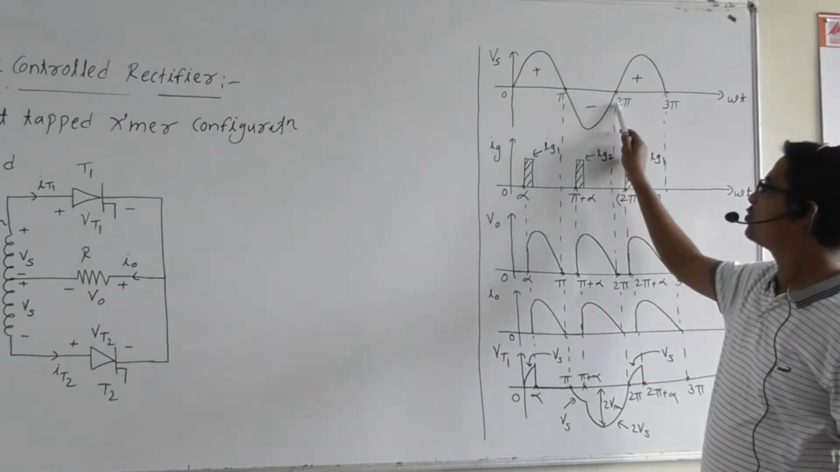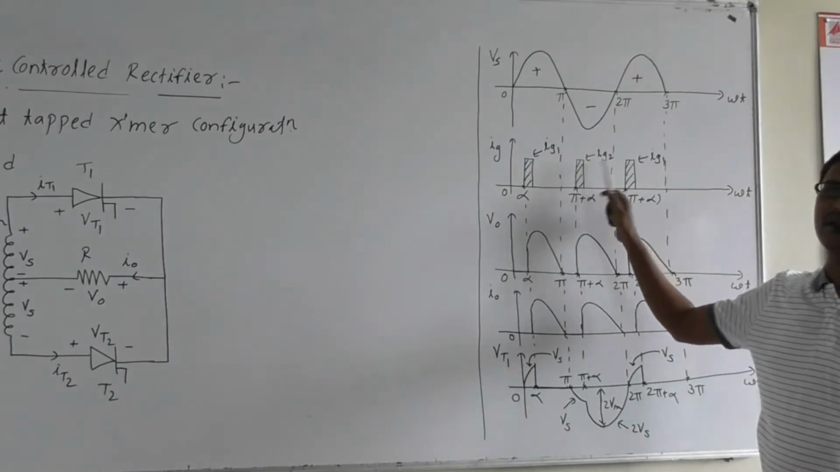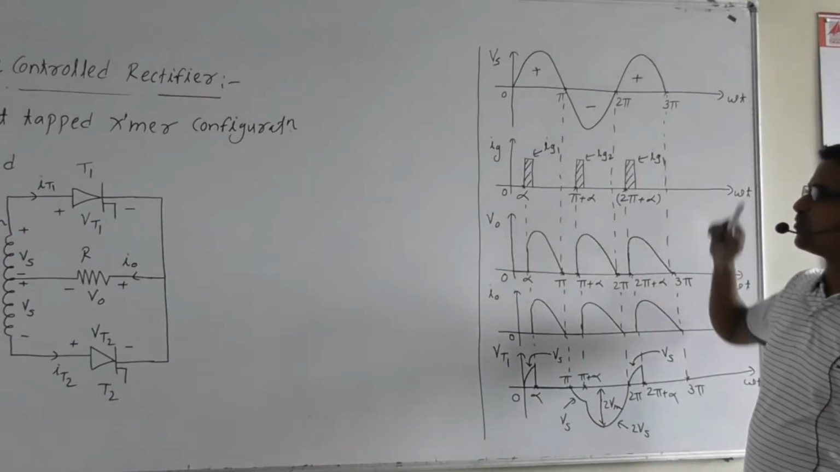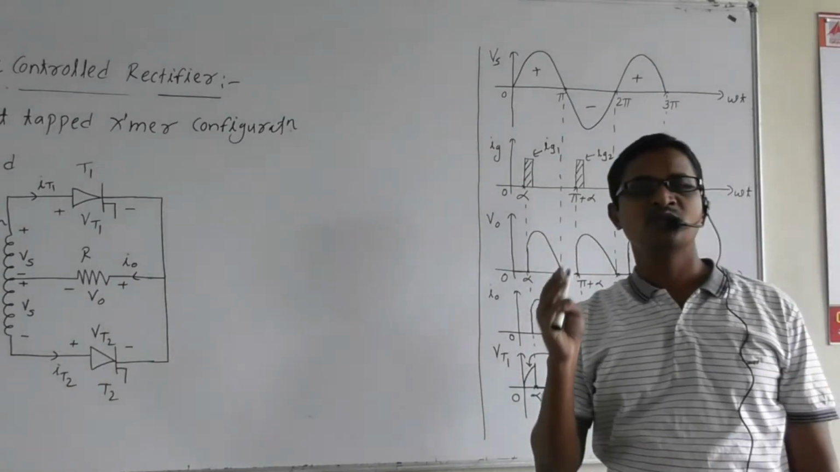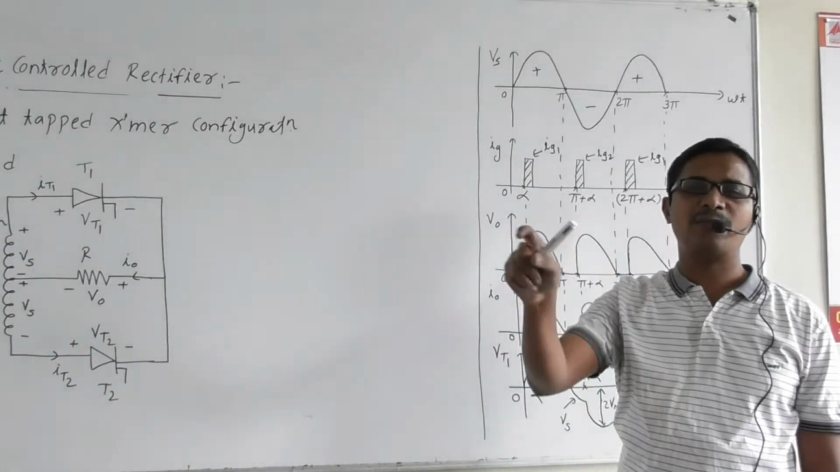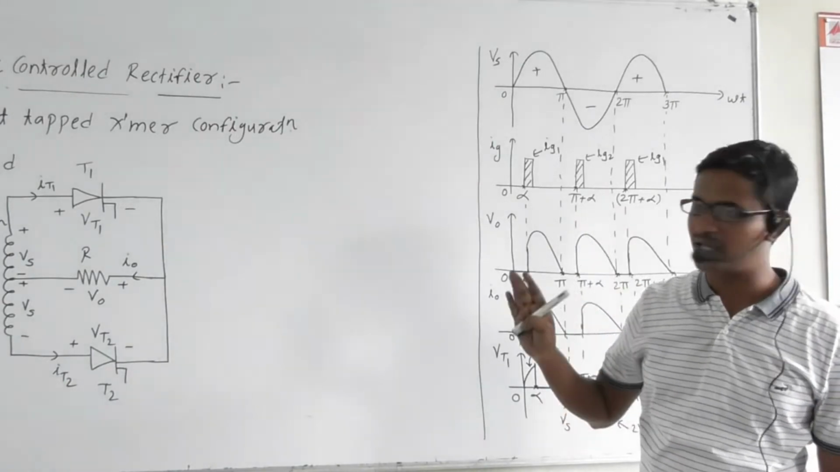Next, during pi to 2 pi, Vs is negative, right? So we have applied the gate signal to thyristor T2. From 2 pi to 3 pi, Vs is positive, so again we have applied the gate signal to thyristor T1. So whichever thyristor is in the forward bias mode, accordingly we have applied the gate signal to the respective thyristor. Is this clear? Okay, so next.